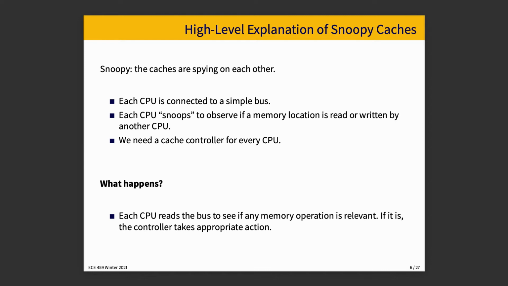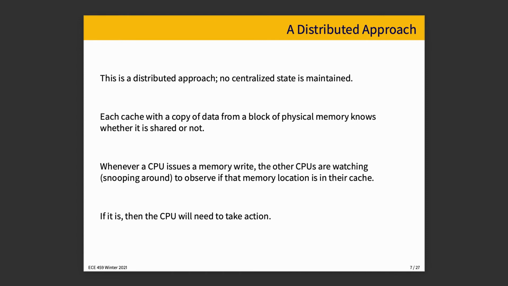Okay, so this does require that every CPU has its own cache controller so that it can observe the bus and take action accordingly, but that's not terrible. That's an affordable cost. So snooping is just reading the bus every time you see something to see if any memory operation is relevant to us, and if it is, the controller takes appropriate action. All right, what does taking appropriate action look like? Well, we'll come back to that. It's a distributed approach because there's no central state that's maintained, right? There isn't one individual source of truth.